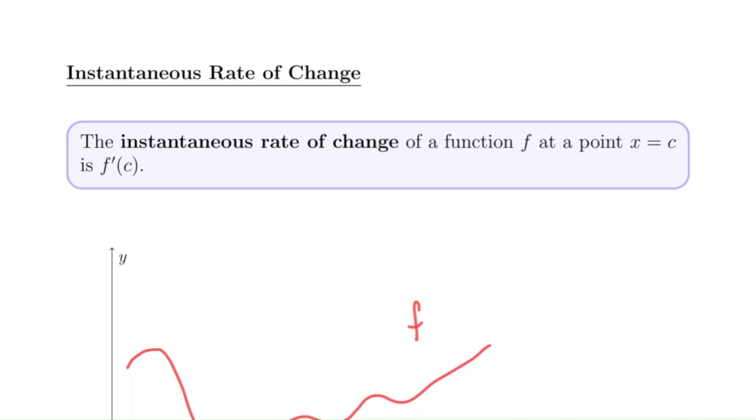In the previous video, we talked about the average rate of change of a function over a certain interval from a to b. In this video, we're going to talk about the instantaneous rate of change of a function f at a point c. And we define the instantaneous rate of change at c to be just f prime of c. Now notice that's just the slope of the tangent line at c.